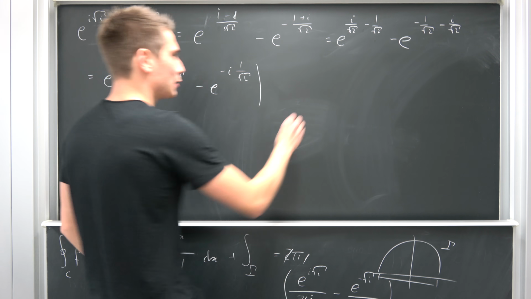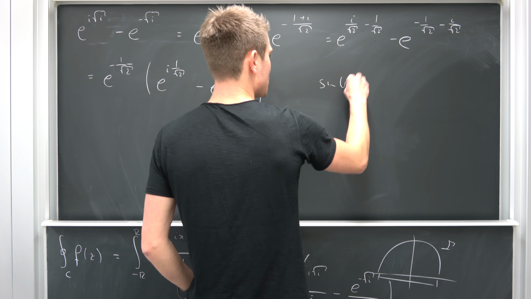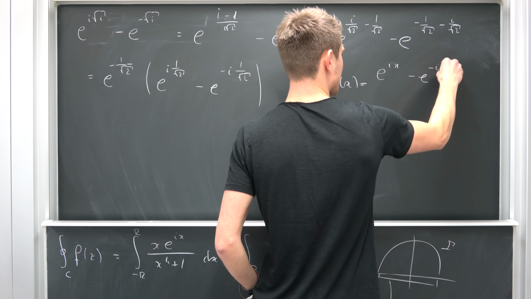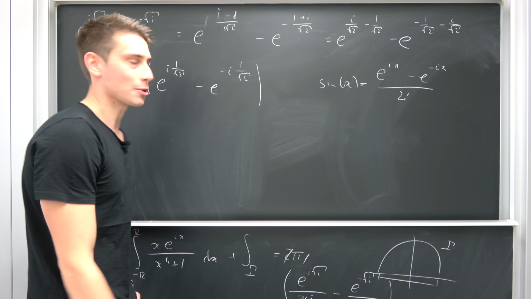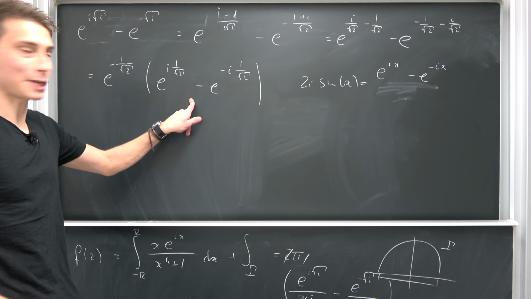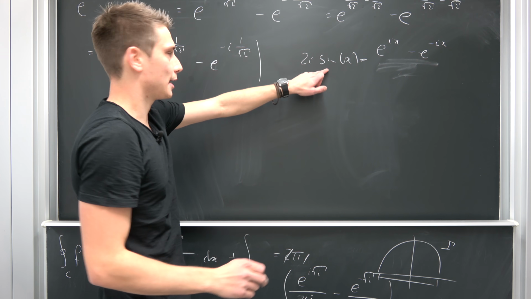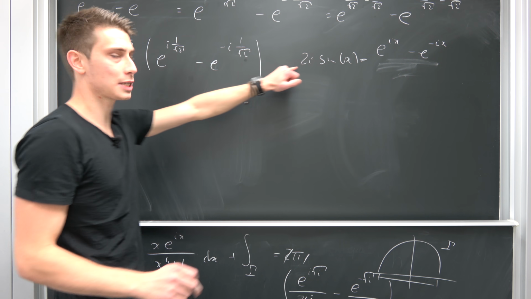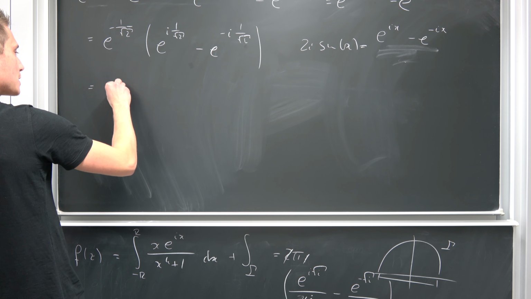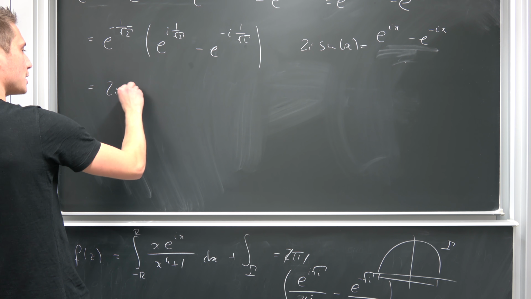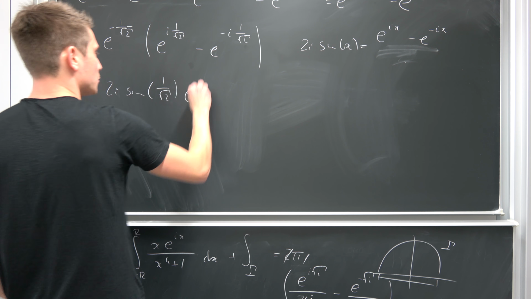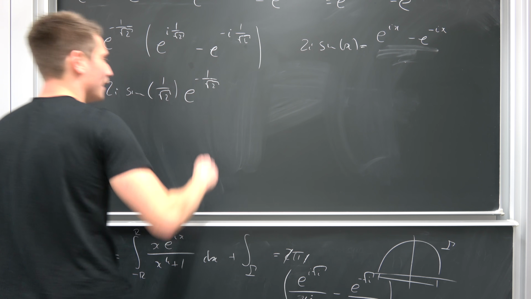And you see, just as a little reminder, if you have the sine of x, we can express it as e to the I times x minus e to the negative I times x over 2 times I. So actually, if we multiply both sides by 2 times I, this right here is actually the sine of 1 over square root of 2 times I. So this right here is nothing but 2 times I and sine of 1 over square root of 2. And we have this factor, e to the negative 1 over square root of 2. Okay, this is really cool.